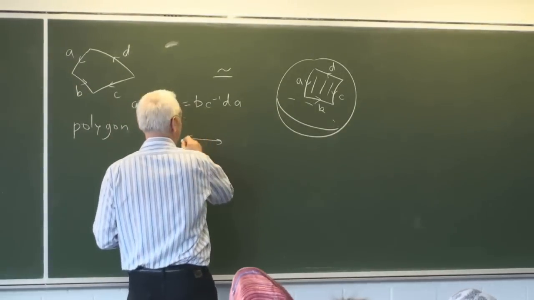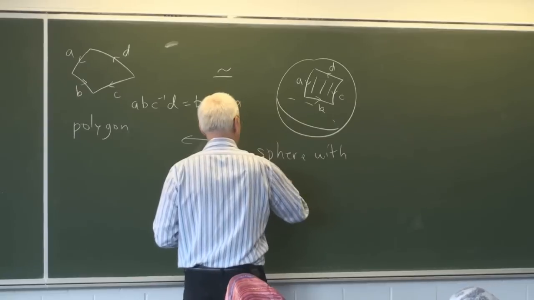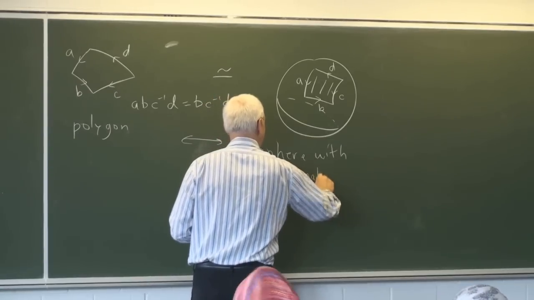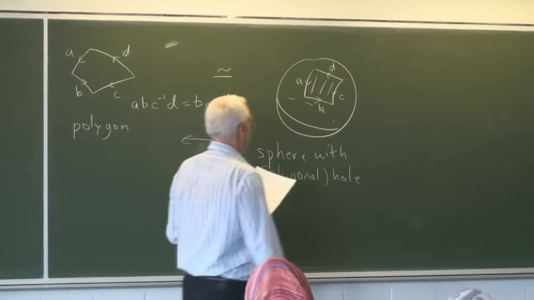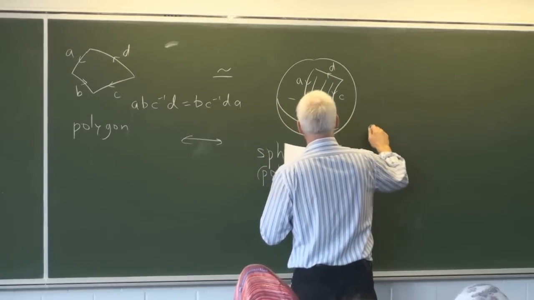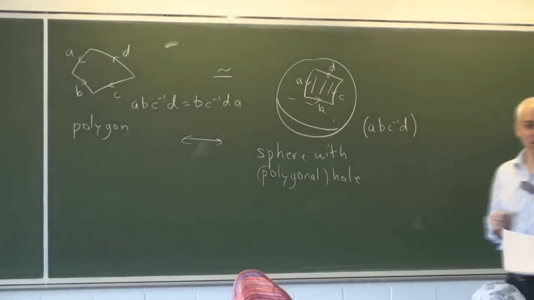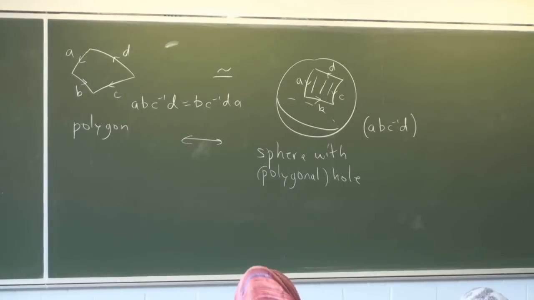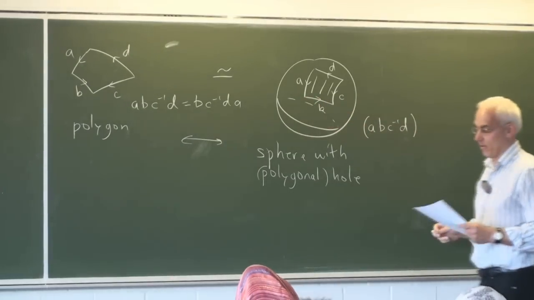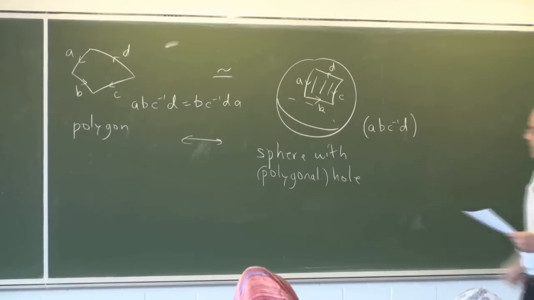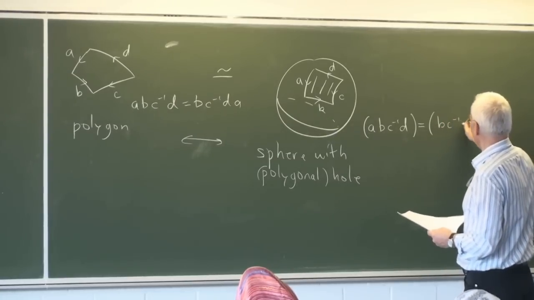So this is now a sphere with a polygonal hole. And we'll represent that by also a word, say A, B, C inverse D. But to denote the fact that we're thinking of it as a sphere with a hole, we'll put some brackets around it. And that'll alert us to the fact that we're thinking about this a little bit differently from that over there. And of course, this is also the same as we can rotate the labeling: B, C inverse D, A.